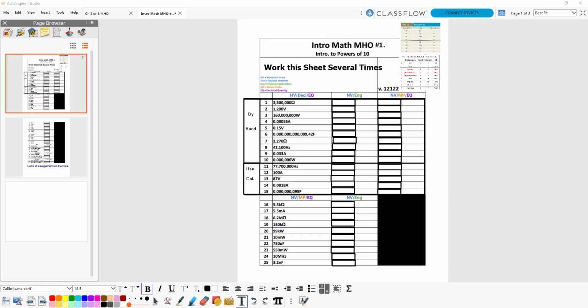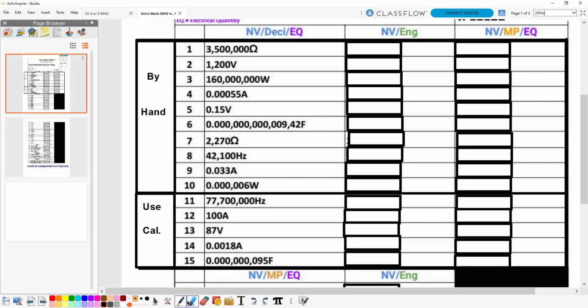In this video, I'll be going over the Intro Math Handout sheet number 1, for converting a number from decimal notation into engineering notation, and then furthermore into metric prefix.